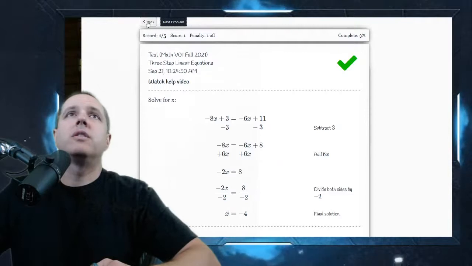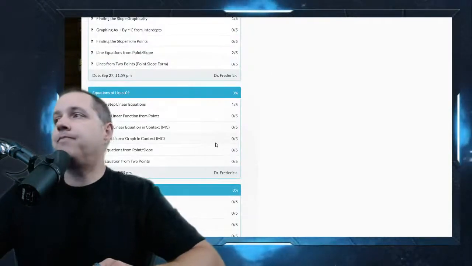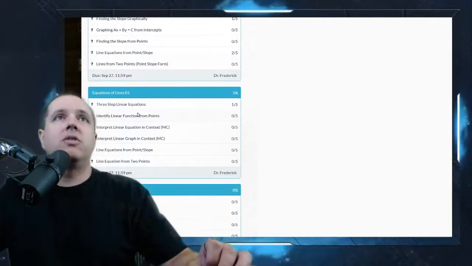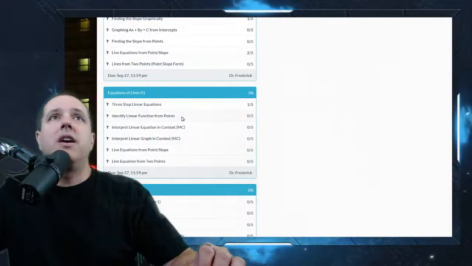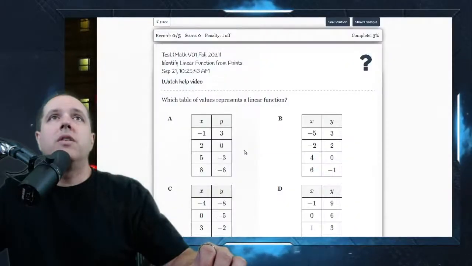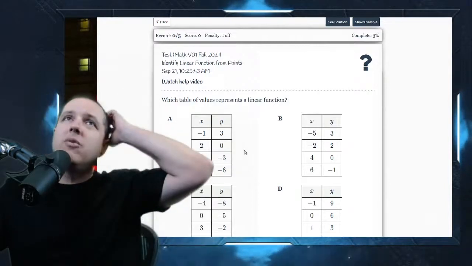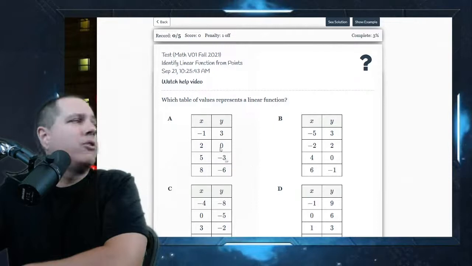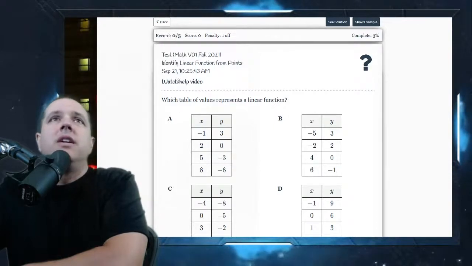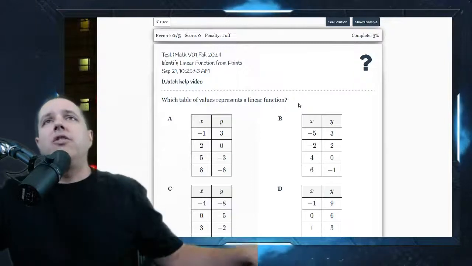So let's see. Not seeing any questions, so I take it students get that? Okay, identify linear functions from a point. This isn't the one I was thinking of. I was thinking of a different problem. How would you do this? Which table of values represent a linear function?